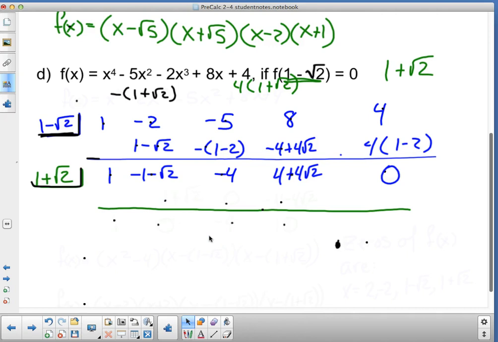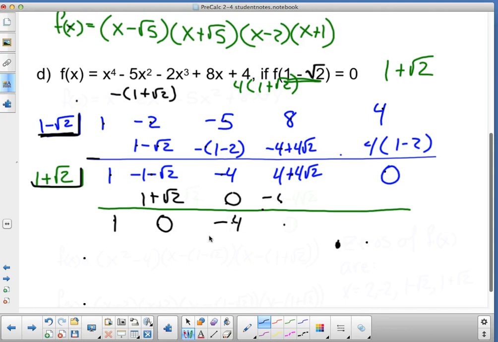And now 1 going on, maybe. So I've got 1 drop down. So this is 1 plus the square root of 2. Well, hey, that's 0. And that'll be 0, so that'll be -4. So I got -4 minus 4 the square root of 2. Hey, look, that's 0 as well. Okay, as I finish out.